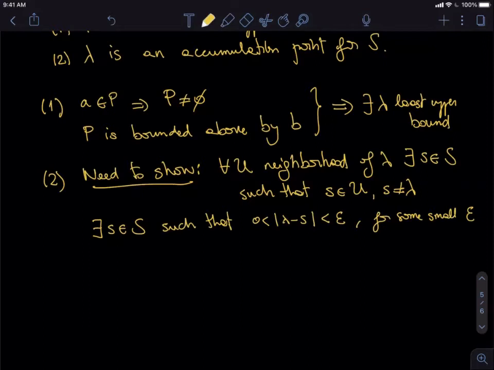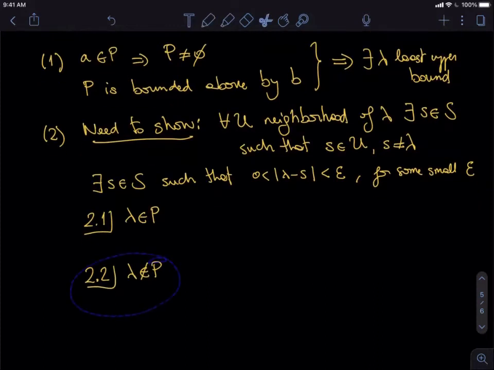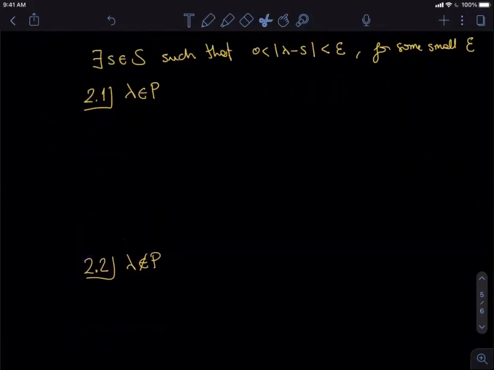All right. So there are two cases here. Two things can happen. The first case is that this lambda belongs to P. And guess what? The second is that lambda does not belong to P. So we are going to cover all the cases. Now, let's put the second case a little aside.